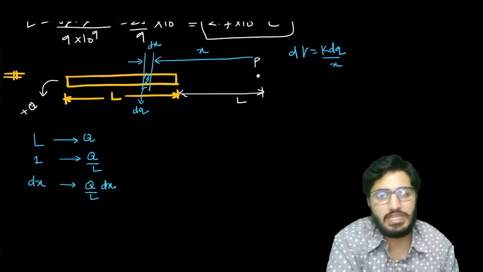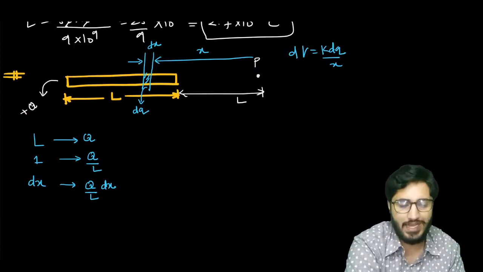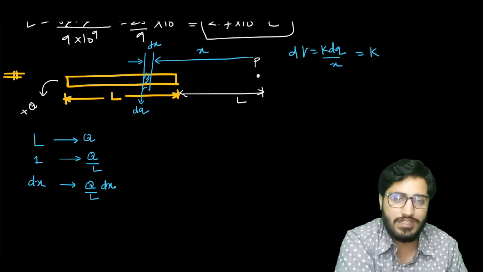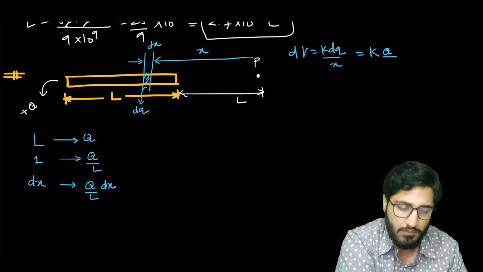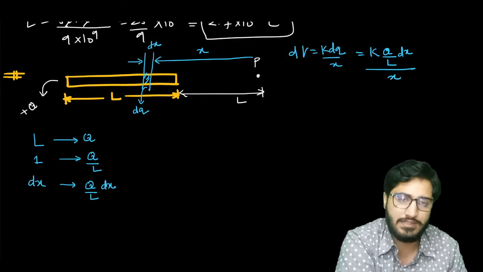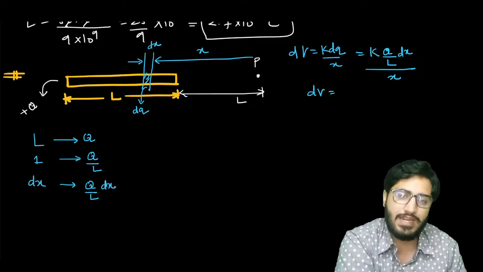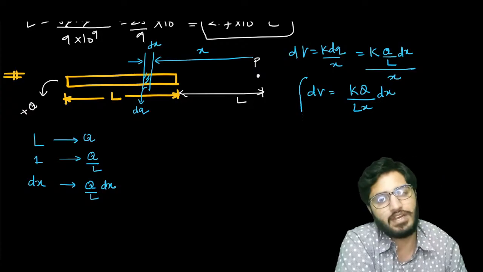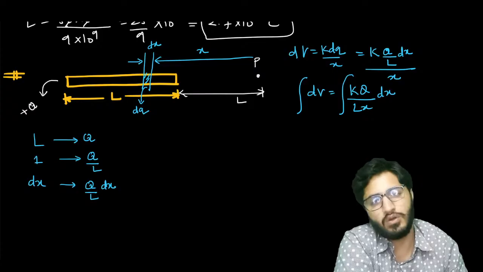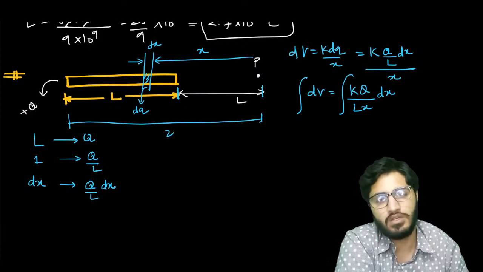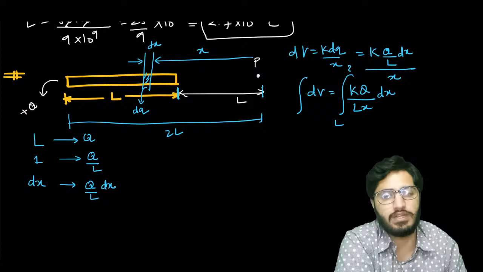So in dq now, I can write like this. What is dq? dq is Q by L dx, whole divided by x. So I can write dV equals K Q divided by L x dx. So I will integrate it. Look, this point is L from this point and this point is 2L, so my integration will be from L to 2L.